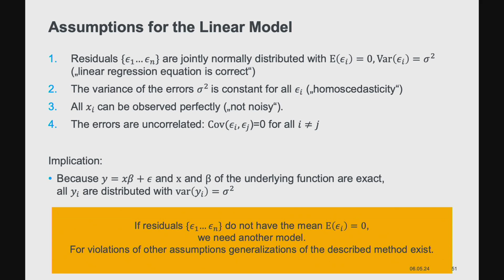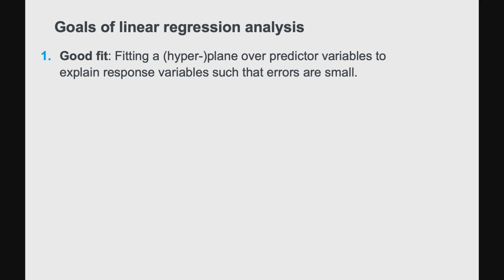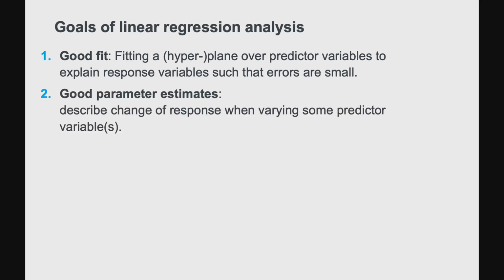And for violations of the other assumptions, there are generalizations which we do not talk about here. There's a rich set of statistical literature that varies assumptions and produces then corresponding results. Now, when we do this linear regression analysis, we may have different objectives to do so. The one thing that's typically the statistical thing is to find a good fit. So find a hyperplane over our predictive variables to explain the responses such that the errors are small. I mean, that's what I described to you as an underlying rationale.